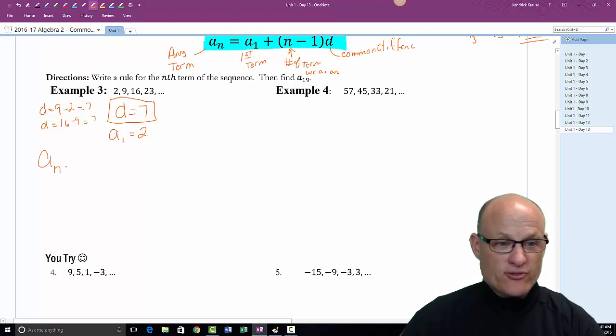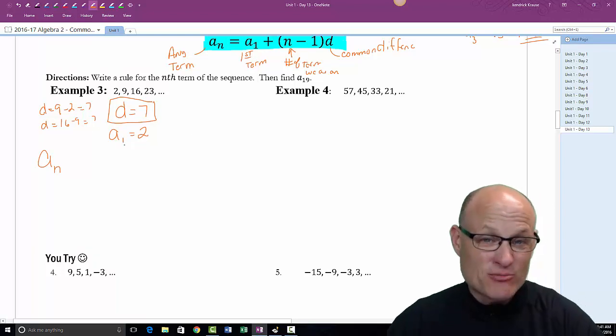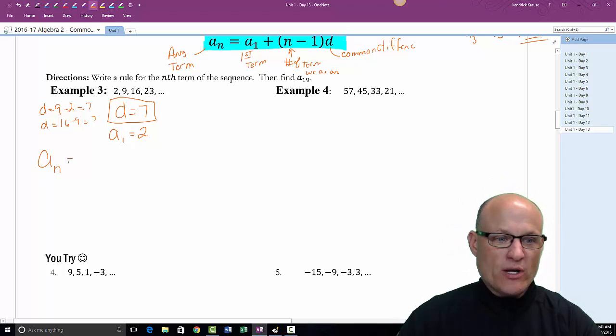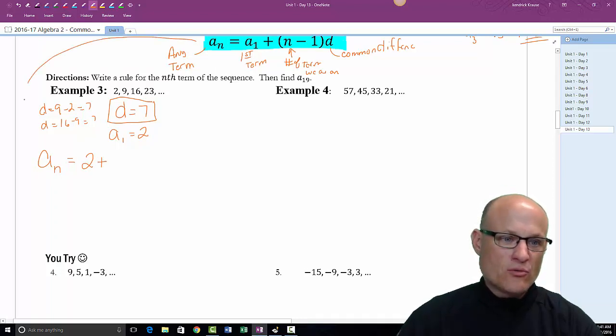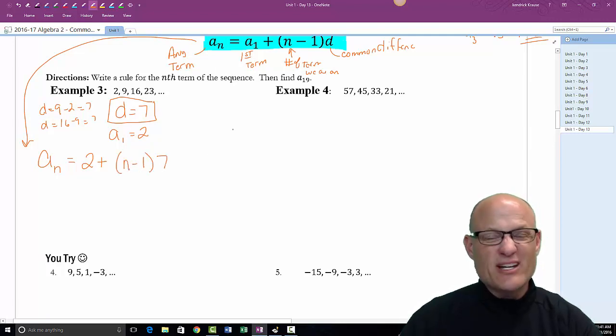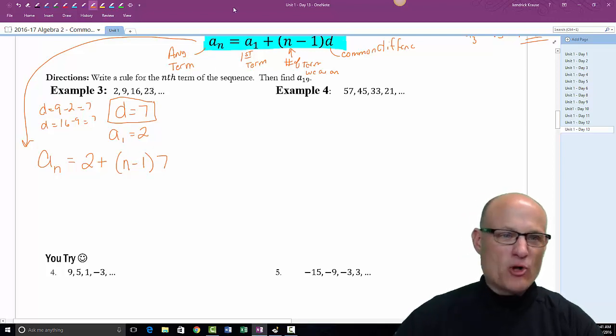So I can write my arithmetic sequence right now. A sub n, that's just generic. That's like f of x. Remember, that's just like y. This is sequence notation. Is equal to a sub 1, which is 2, plus, remember I'm using this formula right up here, 2 plus n minus 1 times 7. Now you can actually leave it like that. But sometimes when it's a multiple choice answer, that's not going to be one of the answers. You're going to have to clean it up.